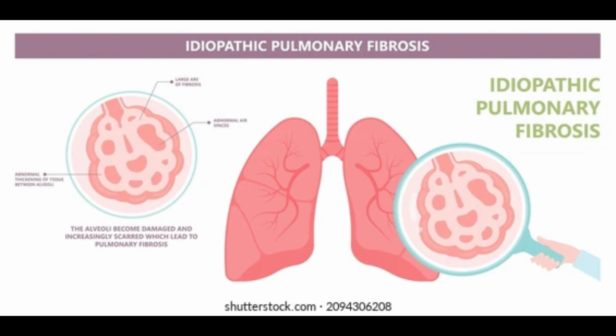Idiopathic pulmonary fibrosis, or IPF for short. IPF is characterized by the progressive scarring of lung tissue, leading to a decline in lung function over time. The cause is unknown, and symptoms include shortness of breath, a dry cough, and fatigue.